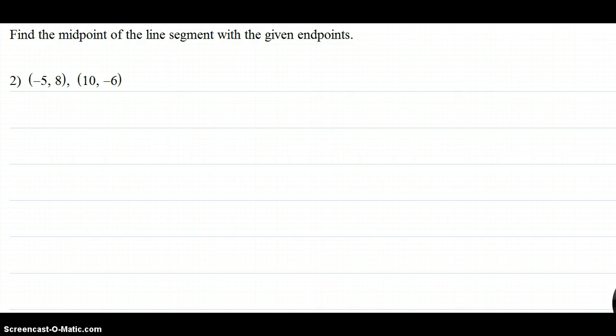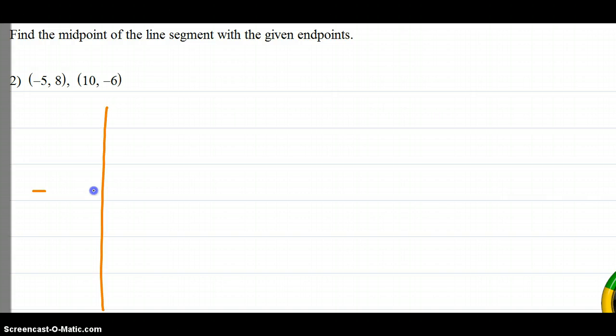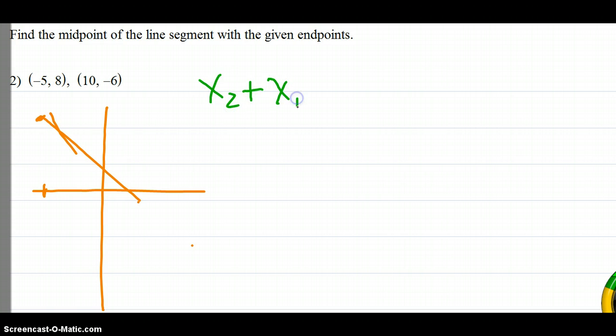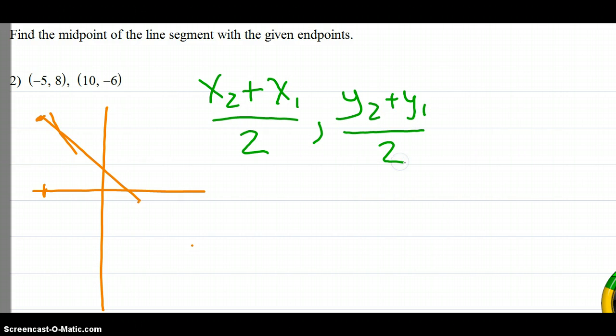The midpoint, again, just think of a picture, the halfway point of something. If I was going from here to Muskegon and it was 10 miles, halfway there would be 5 miles. So if I want to find the halfway point between any 2 points, I just add the x coordinates together, and halfway is divided by 2, and I take the y coordinates, add those together, and divide by 2.